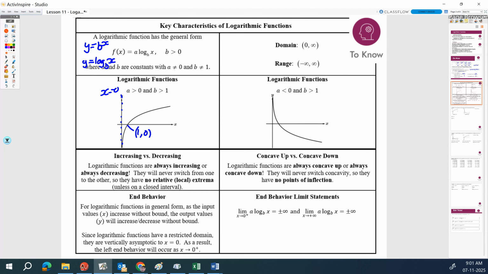Let's have a look at the values that create that. You only have a couple of conditions that create this. So here in this function, this is a typical rising logarithmic function. The b value is bigger than 1, and the a value is bigger than 0.